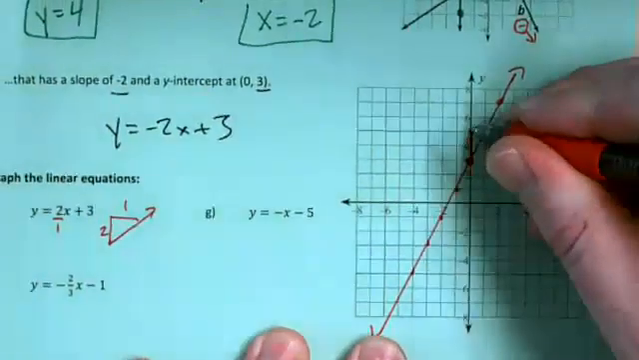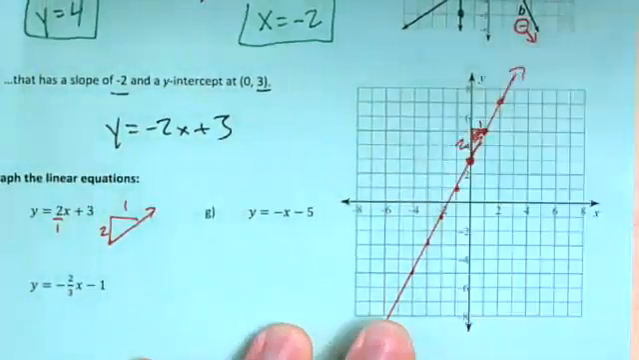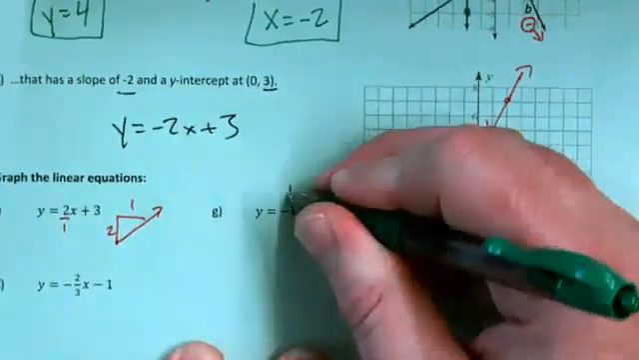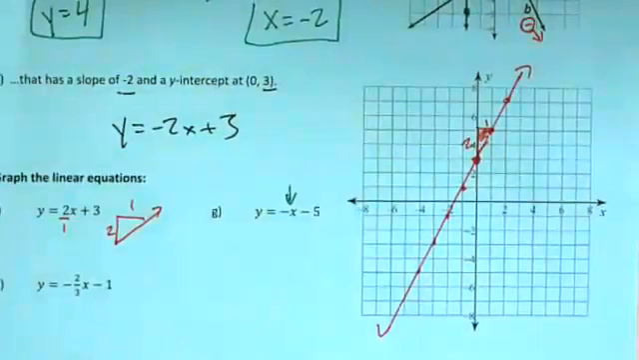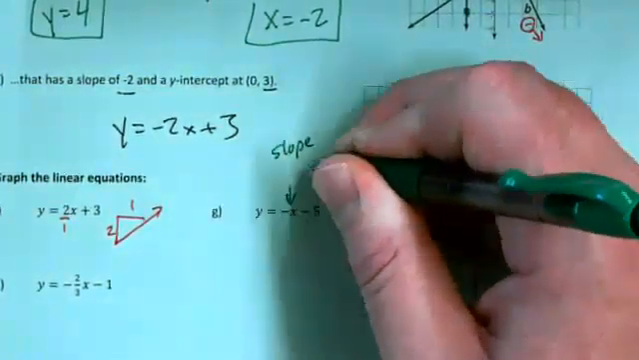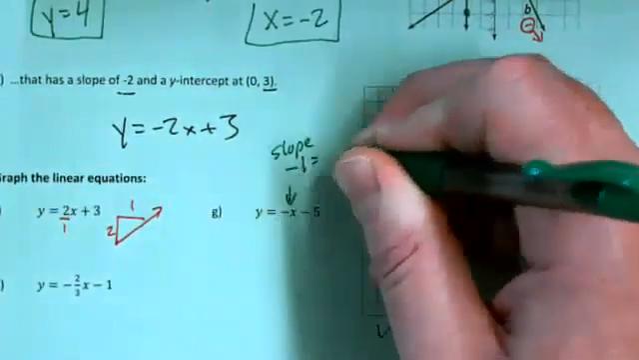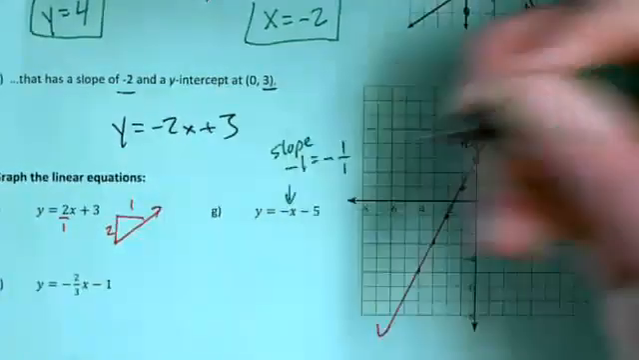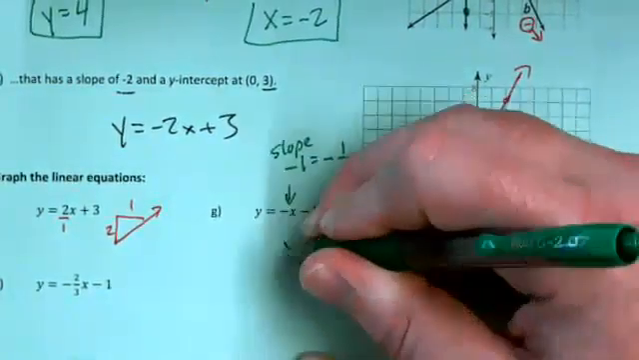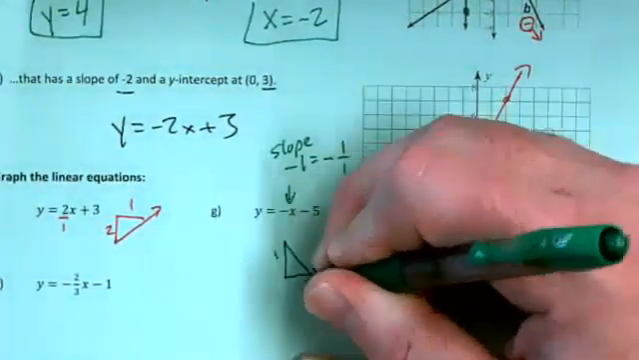So here's my slope triangle, up 2/1. All right, part G. This is kind of weird because they don't have a number in front of the x. What is the slope going to be? It's -1, which is the same as -1/1, right? So for this one, our slope's going to be -1/1. It's going to go downhill from left to right.